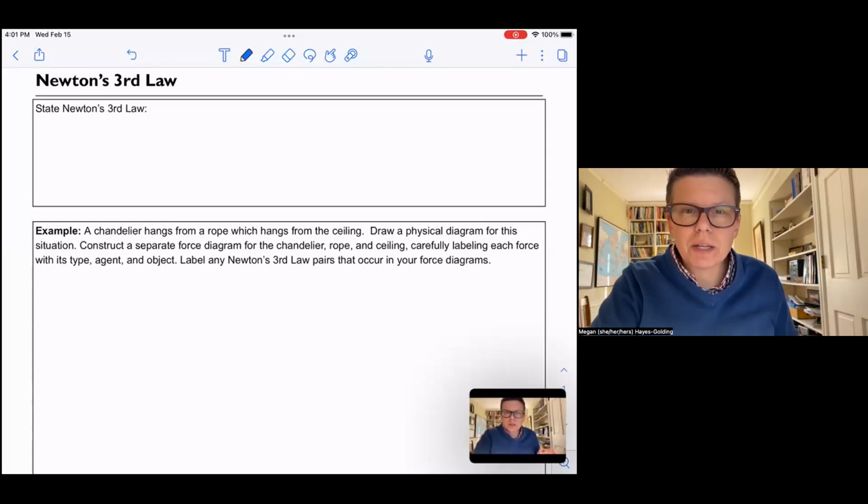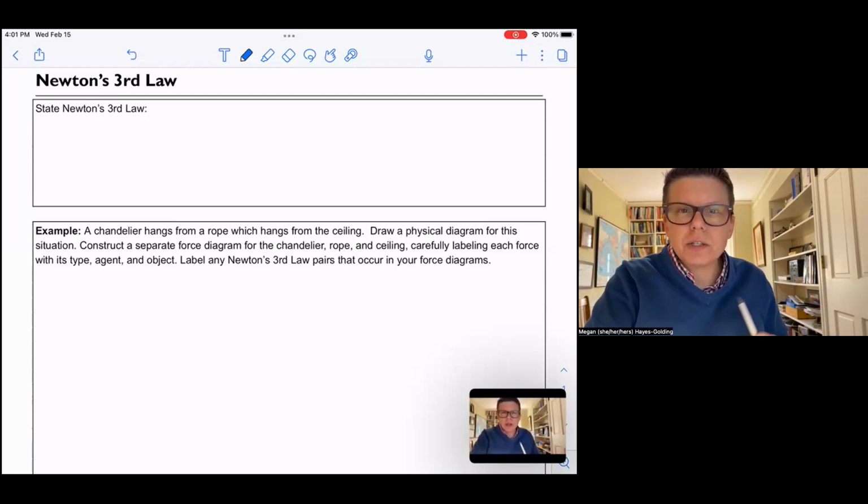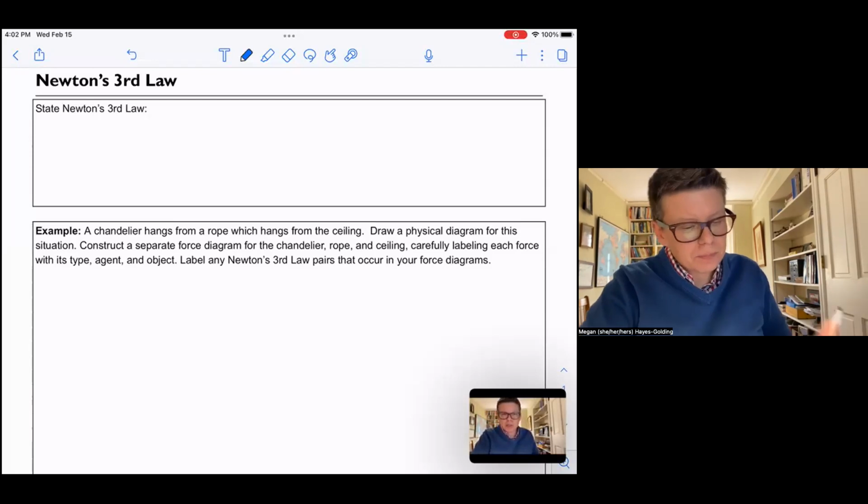Newton's third law is all about the interactions between two objects. And it turns out that the interaction is equal in size and opposite in direction, acting on each of those two objects.